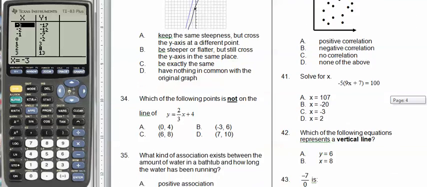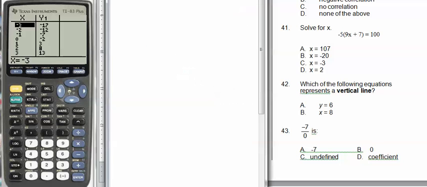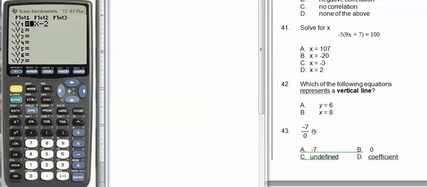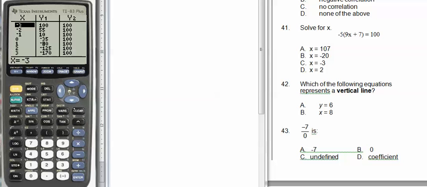So solve for x. You could do this two ways. You could just put it in the calculator, so you could just put in this formula. So you could put in negative 5 times 9x plus 7 into y1, make sure you get your parentheses in the right place, and put 100 into y2, and go to your table and see where y1 and y2 are the same, which is right here at negative 3.